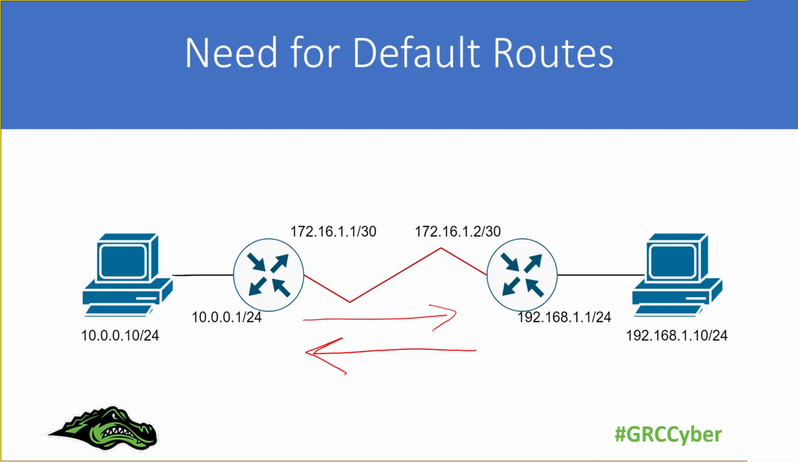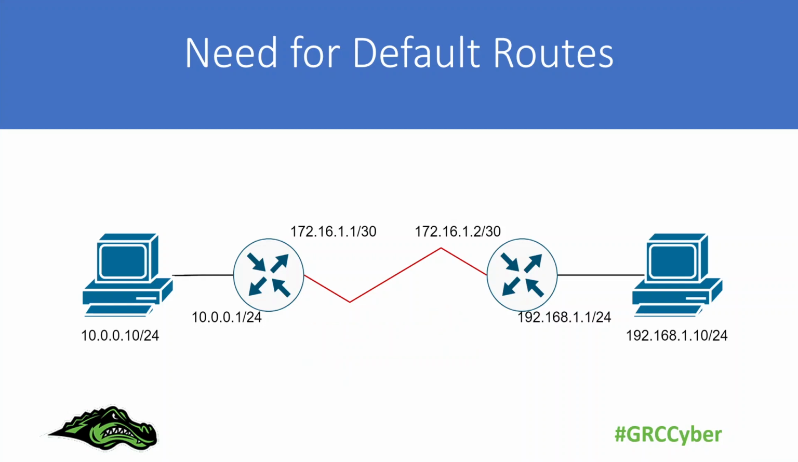Frequently, you'll see this in the scenario of an ISP, or internet service provider. Your company or your home will have a default route up to the ISP. From there, getting out to the internet is then the ISP's job.